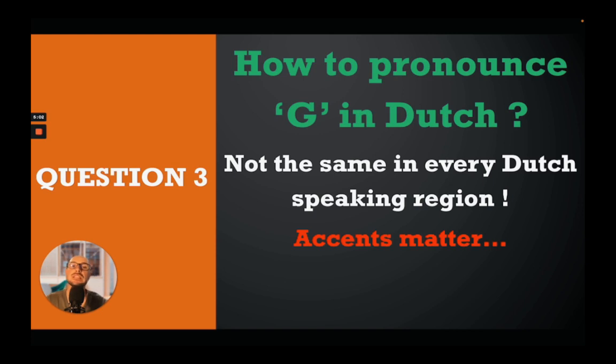So in the Netherlands it will be something like G, and in Belgium it will be something like G. So as you can see, in the Netherlands there's a little bit more torque on that G. In Belgium it's a little bit softer.